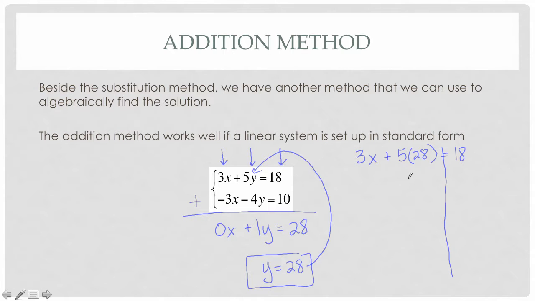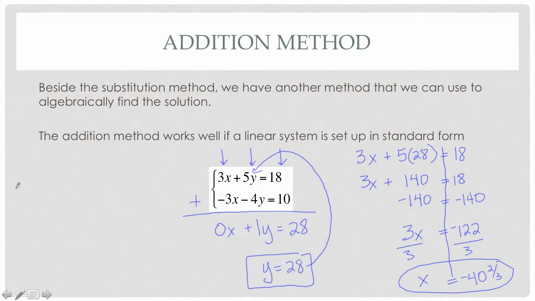5 times 28, that's going to be 140. So 3x plus 140 equals 18. Let's subtract 140 from both sides. Let's solve this equation. 3 times x equals negative 122. And if I divide both sides by 3, we get x equals, 3 goes in on negative 122 40 times, negative 40 with the remainder of 2/3.